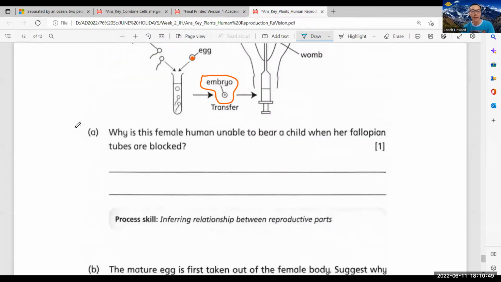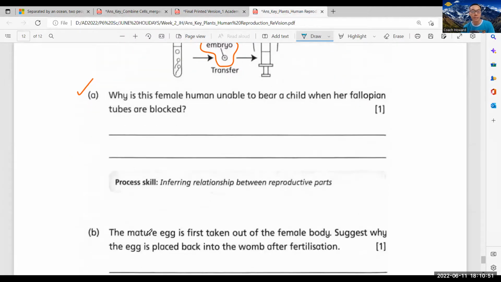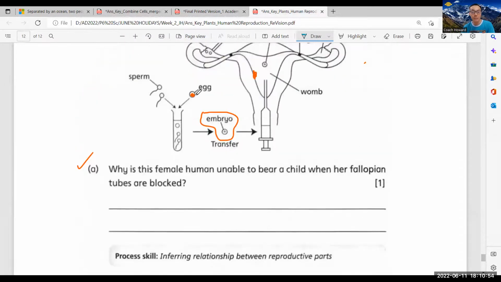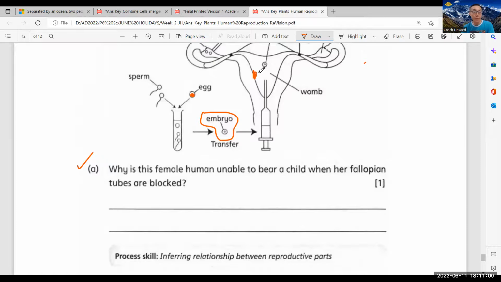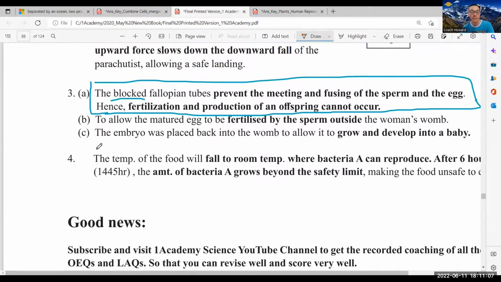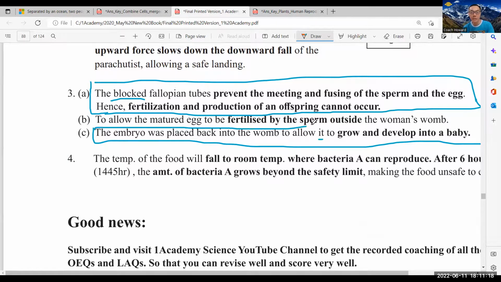Okay, for this question, part A. Okay, part B, they say the matured egg is taken out of the female body, suggest why the egg is placed back. So I already told you, right? Because if they don't place it back, how would the fetus develop? So the answer is quite straightforward. The embryo was placed back into the womb to allow it to grow and develop into a baby. So this is the answer for part A and part B.